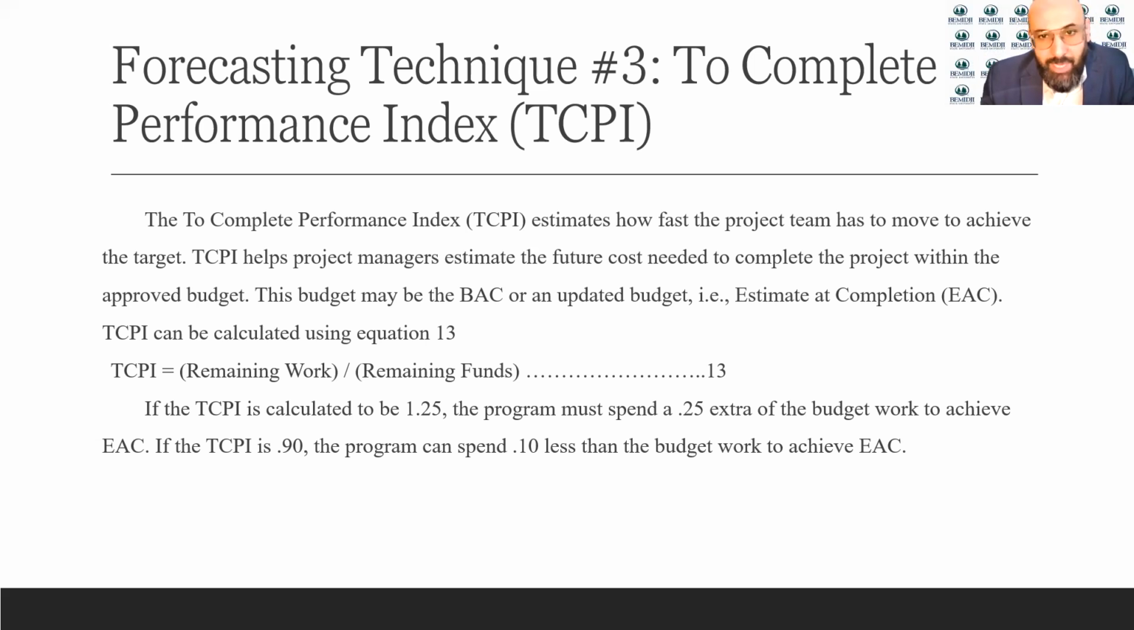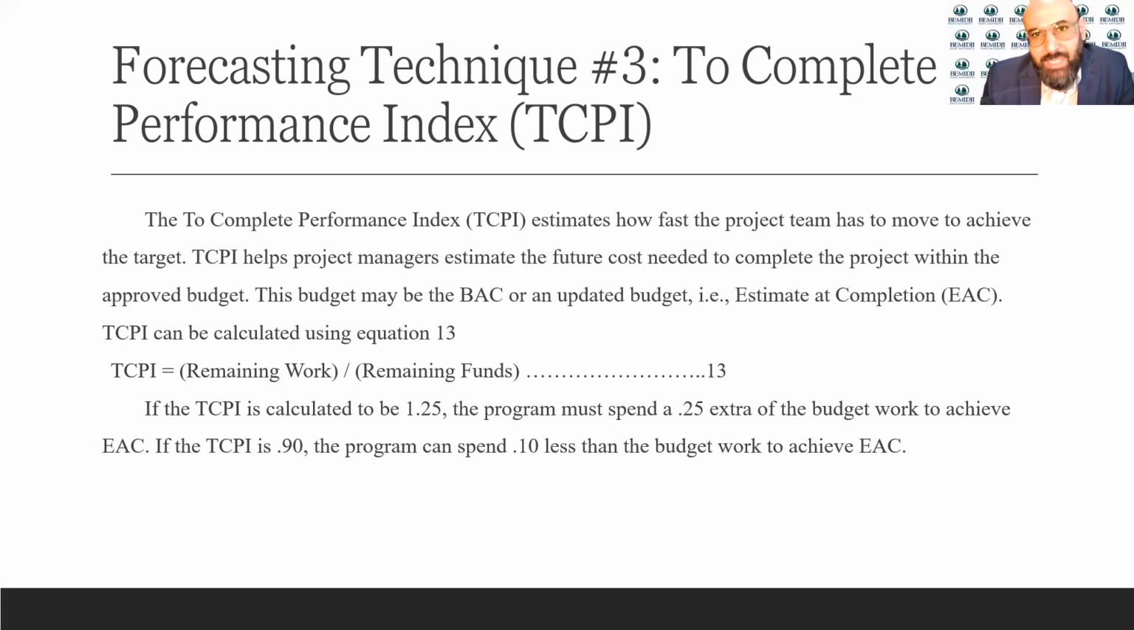We're going to continue on chapter 9, and we are in the control phase for project costing. We've reached forecasting technique number 3, the to complete performance index. And this will be the last video for this chapter. So let's read about the TCPI, or to complete performance index.